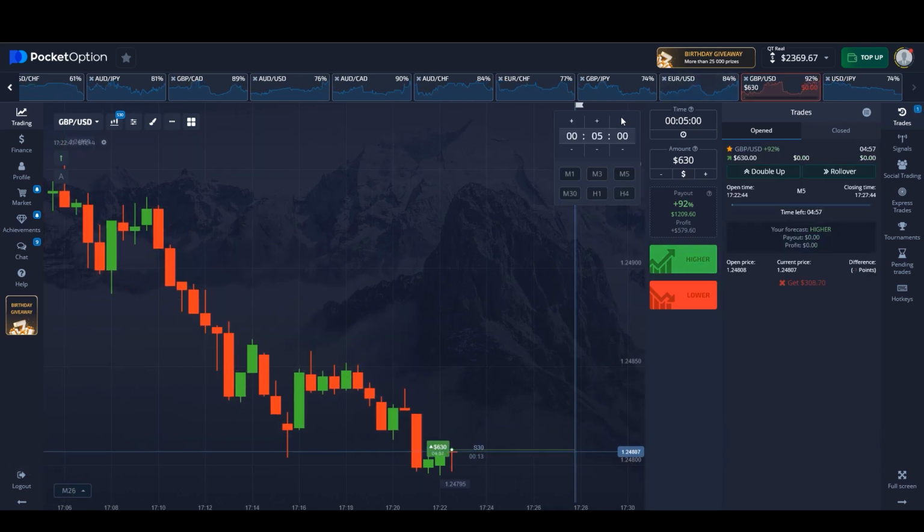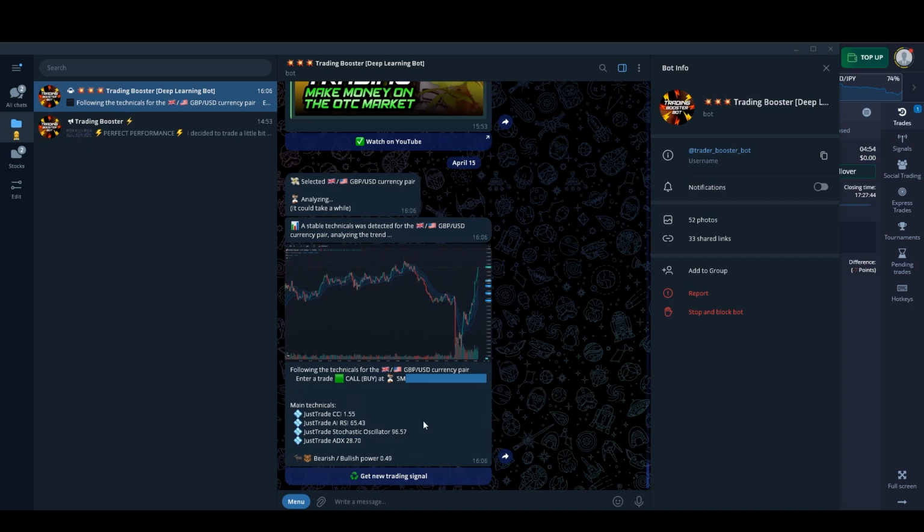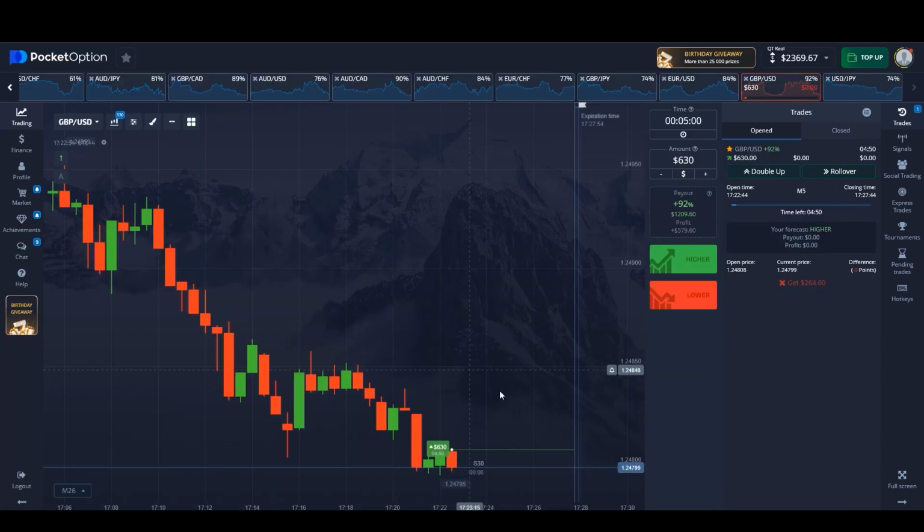If you have the same expiry time as the expiry time given to you by the trading bot, then you can open your trade in that direction. And just enjoy the trade.